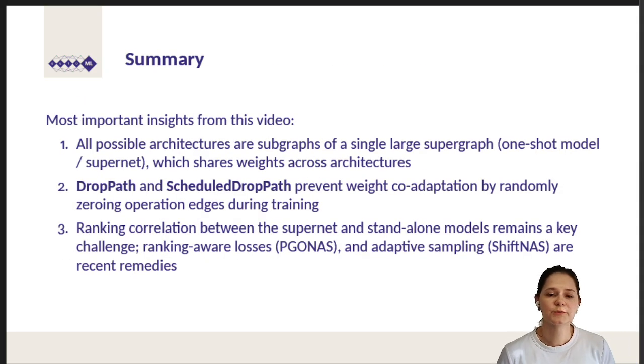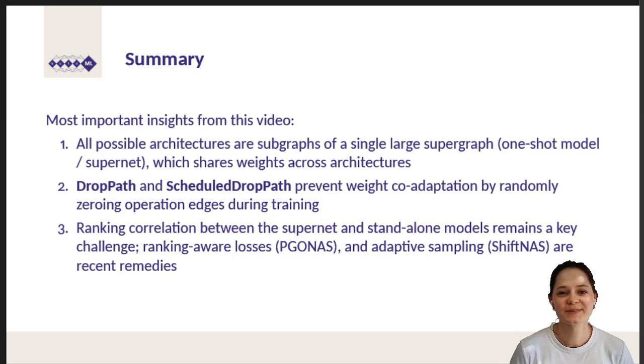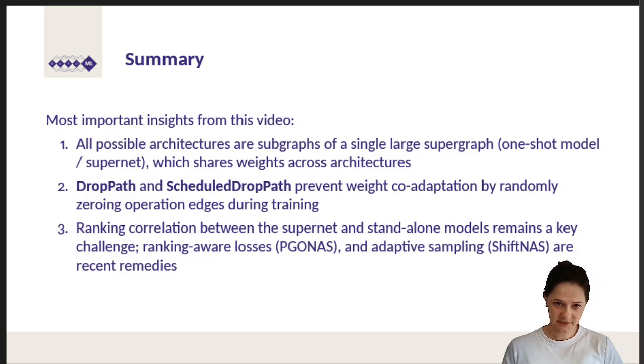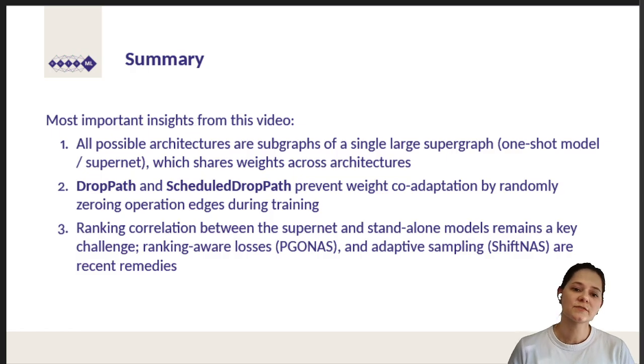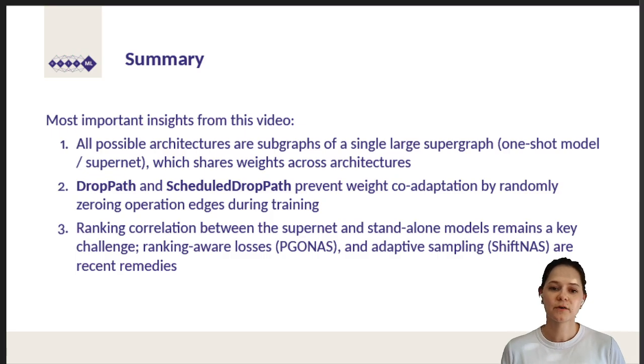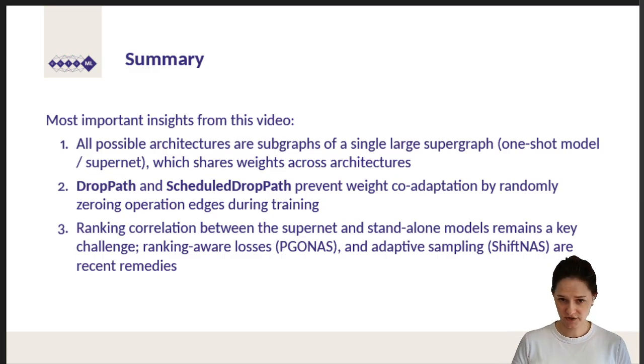And in total, the most important insights from this video, which we talked about today, are that all possible architectures are subgraphs of the single large supergraph, which share weights across architectures. We could use drop path and scheduled drop path to prevent any kind of co-adaptation by randomly zeroing out operation edges. One of the biggest issues in one-shot methods is the ranking disorder, or that the ranking correlation between the SuperNet and the standalone models is not the same, which is still a key challenge. And then we talked briefly about some mitigation strategies to overcome that challenge.